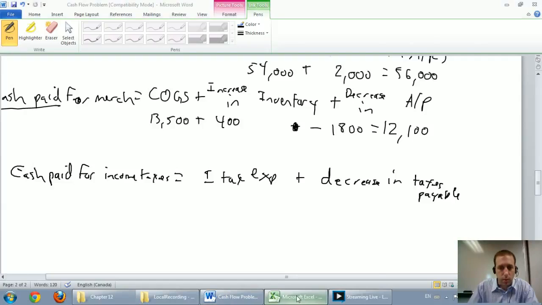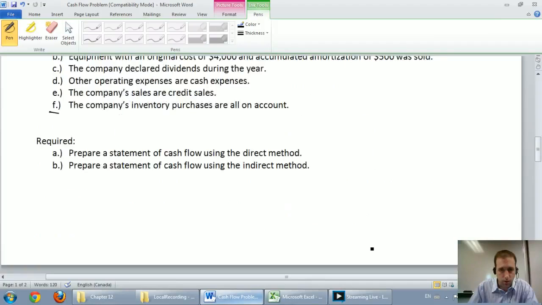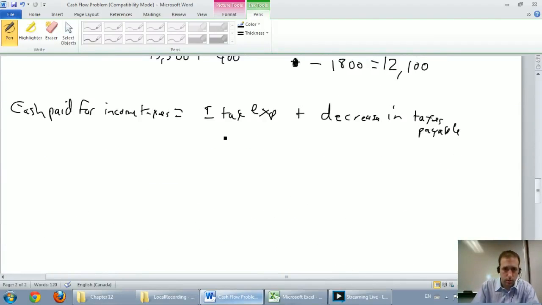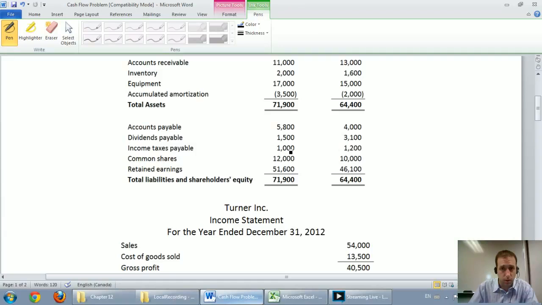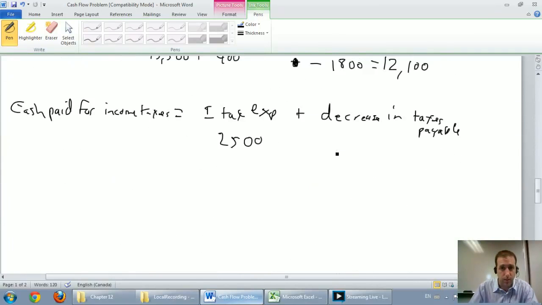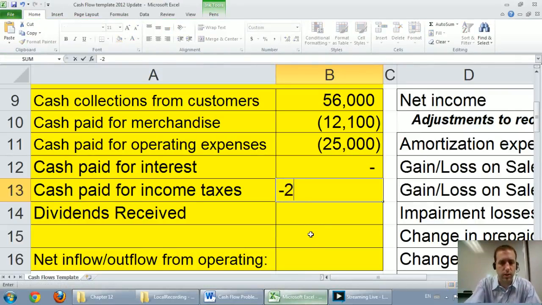So the calculation then is our income tax expense, which was $2,500, plus decrease in taxes payable, and our taxes payable went from 1,200 to 1,000, went down by 200, so I'm going to add that amount, plus 200. So 2,500 plus 200 is 2,700, and that's our cash paid for income taxes. So I'll fill that in, and of course it's a negative 2,700 because it's a cash outflow.